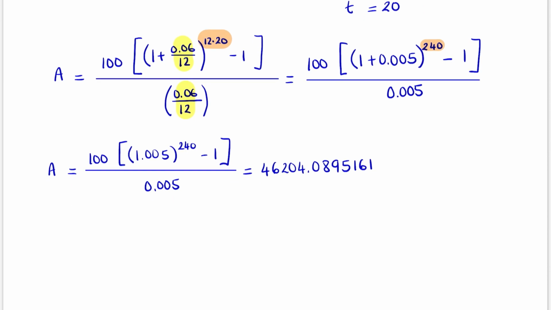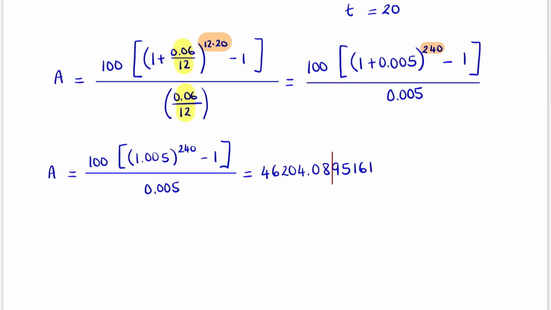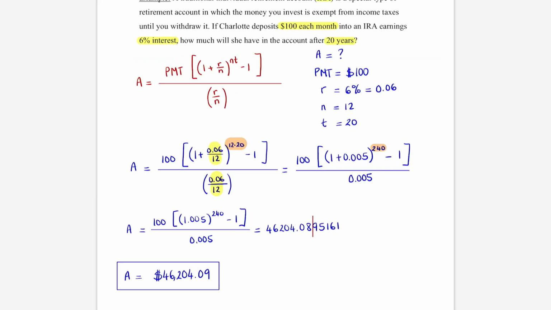The question does not give me any rounding instruction. However, we are working with dollars, so we are going to round it to 2 decimal places. This digit is 9. I will round up to 46204.09. If Charlotte deposits $100 each month into her IRA, earning 6% interest, after 20 years, she'll have $46,204.09 in her account.